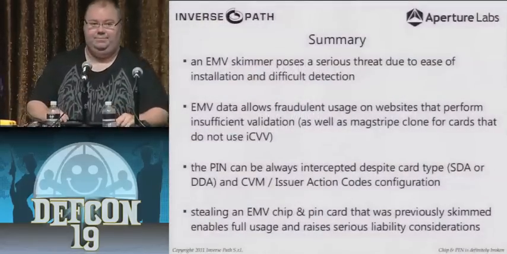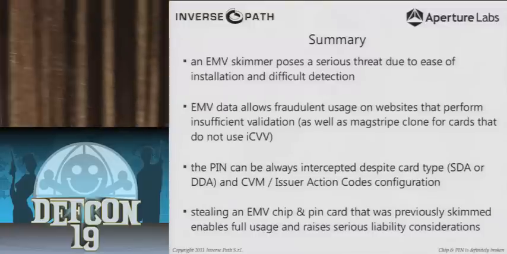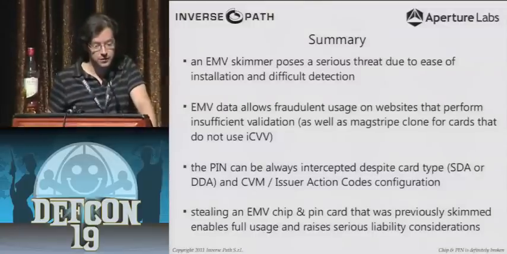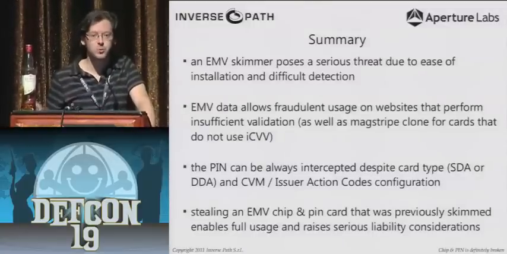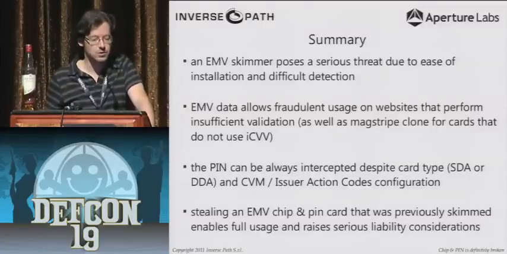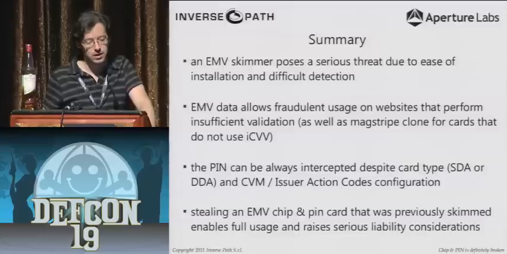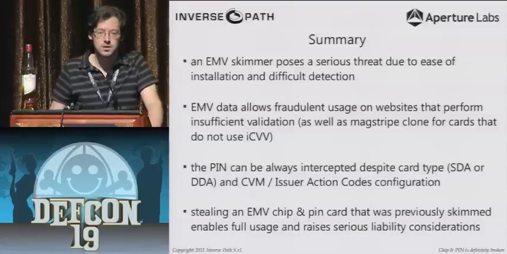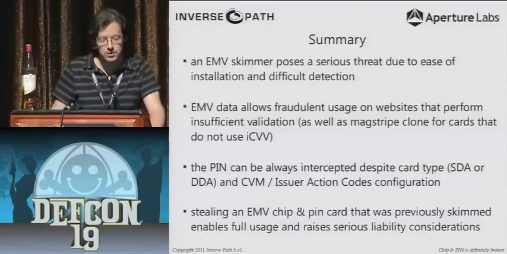So, to sum up, we think an EMV skimmer poses a serious threat due to the ease of installation and very difficult detection. There's simply too much data going on in the clear from the card to the terminal, which can be used for fraudulent usage on websites. If you brute force the CVV, you can still clone to MagStripe, and we can always intercept the PIN that can then be used with a stolen card on an ATM to get cash, despite the card configuration and type. And all of this raises serious liability considerations when the PIN is being used.